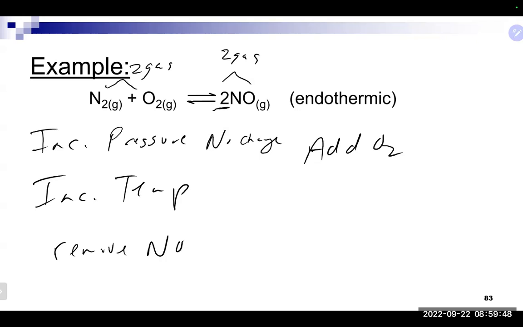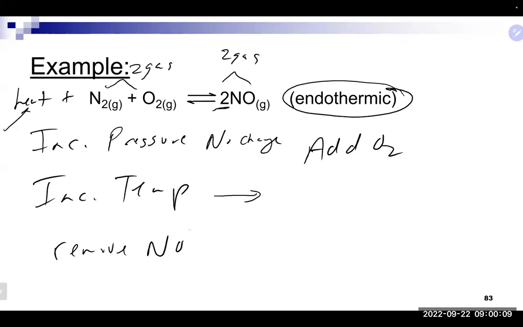Increase the temperature here. Which way will it shift? It will shift to the right. I know that because it's endothermic, which means heat would be over here on the left. If I increase the temperature, it will shift away from it. Once again, I'm going to increase the forward reaction occurring in this particular case.